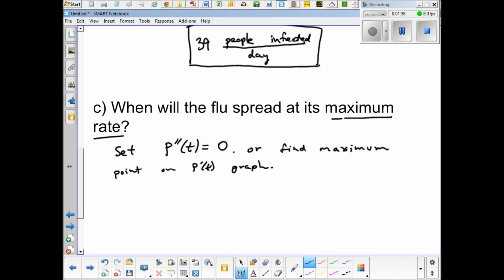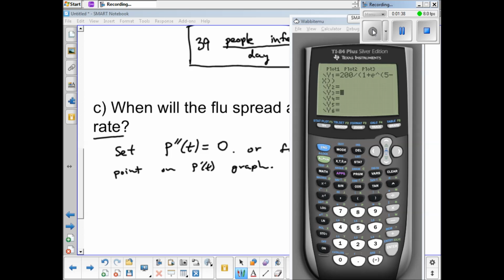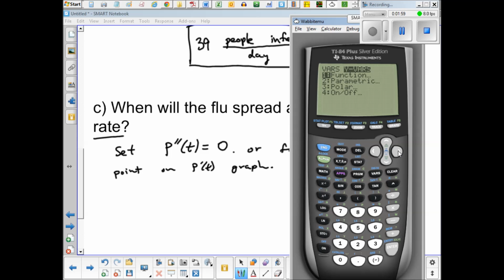So I'm going to pull up my calculator. Okay, and you can already see that I've entered in 200 over parentheses 1 plus e to the parentheses 5 minus x, which is our population function for number of infected people after time t. Okay, for the p prime of t, I'm going to enter in math 8, variables, y1, comma x, and this will give me the values for the rates of change. We could have done this, by the way, to get part B.